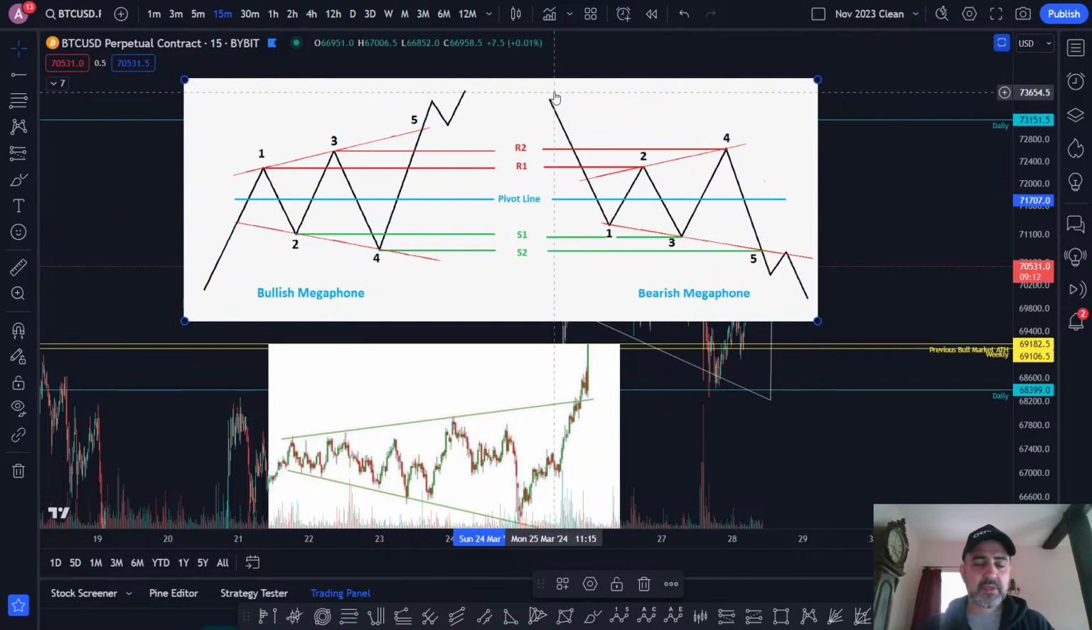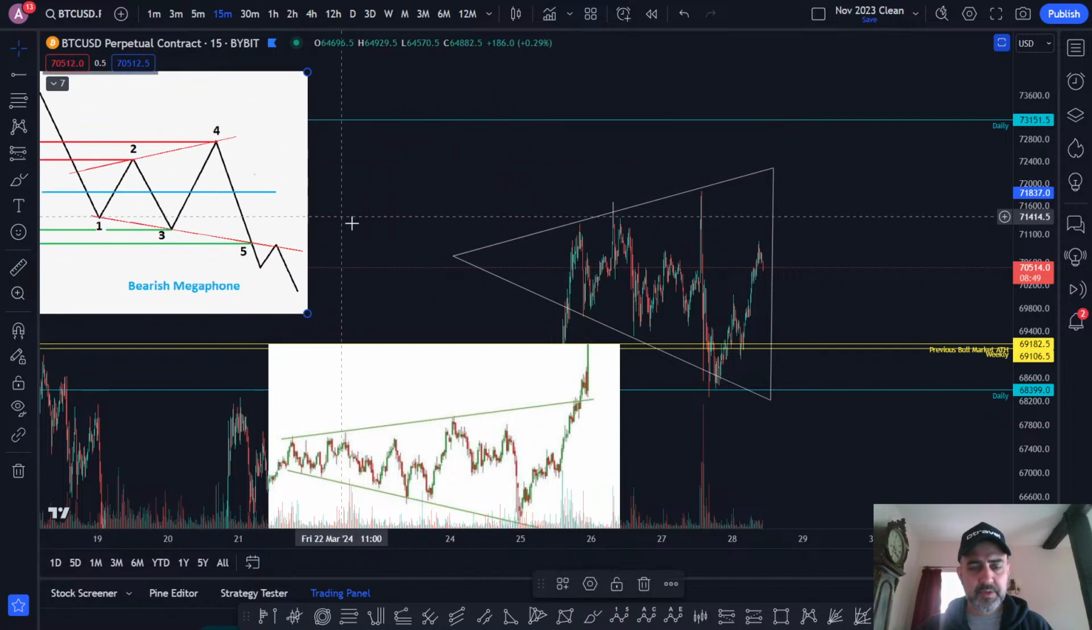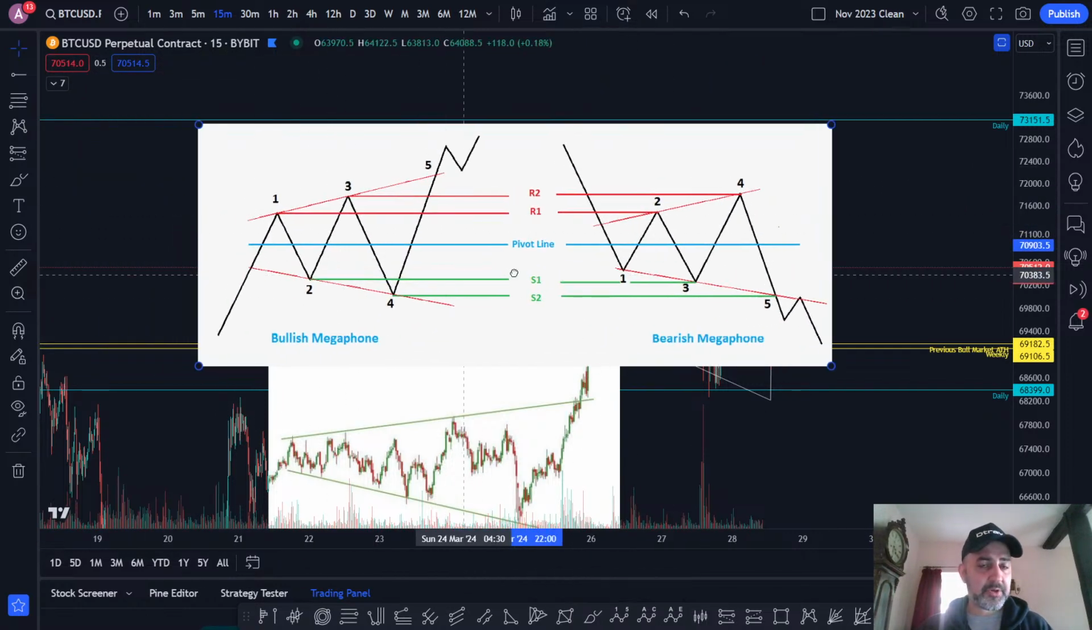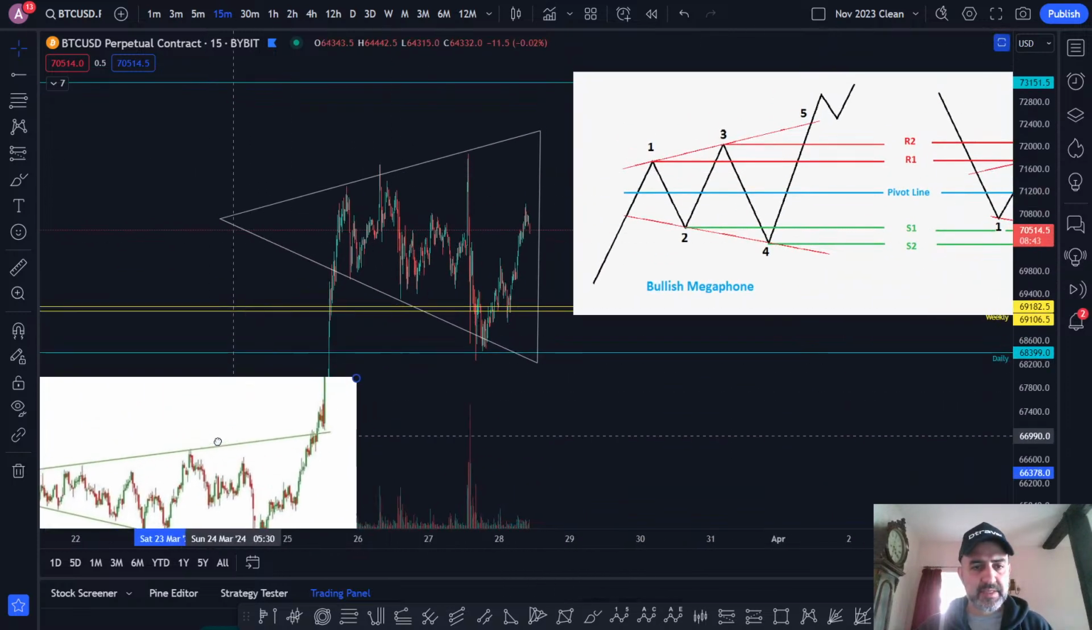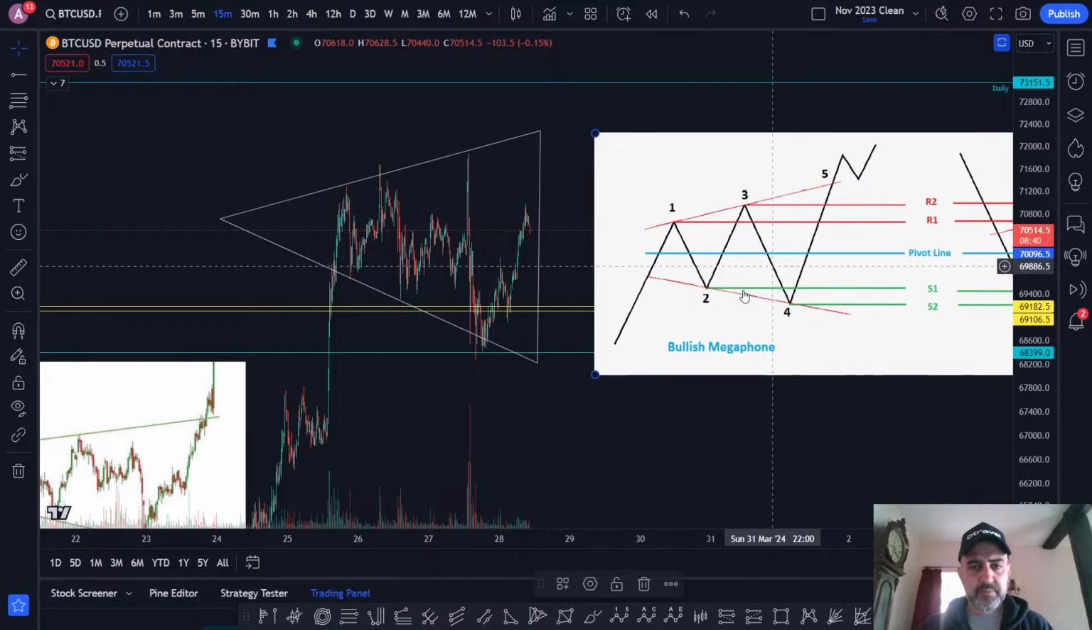And in reverse, if the price comes in from the highs, you make a lower low, a higher high, a lower low, a higher high, you break the bottom, you back test the trend line that's broken, and it's a continuation. Basically, it's a continuation pattern based on the direction of traffic, based on where the price comes in. So based on this idea, we're looking at a bullish megaphone, and you see what I'm looking at now.